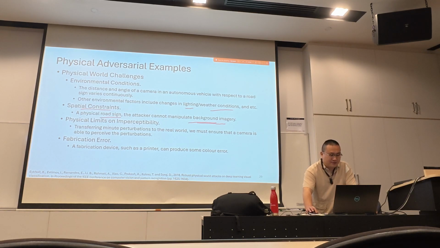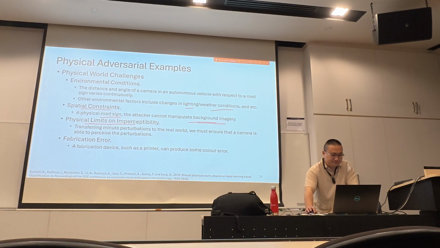And besides that, we also need to consider the physical limitations on the accessibility. Because at the end, the attacks will be captured by the camera. So we cannot make the perturbations too small, because very small perturbations may be ignored by the cameras. And finally, we need to print out the perturbations. So we need to consider the fabrication error. So make sure that after we print the attacks out, the attacks are still effective to fool the model.